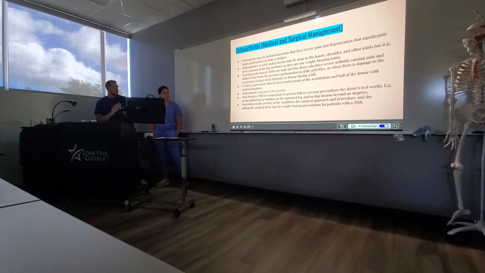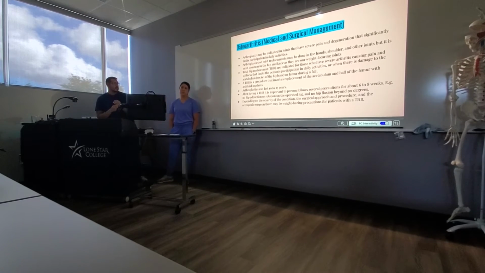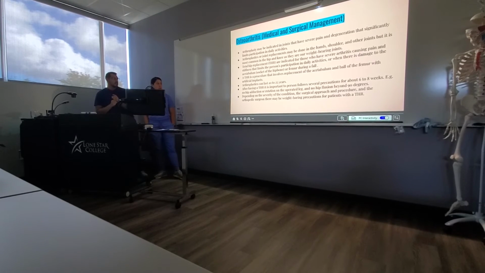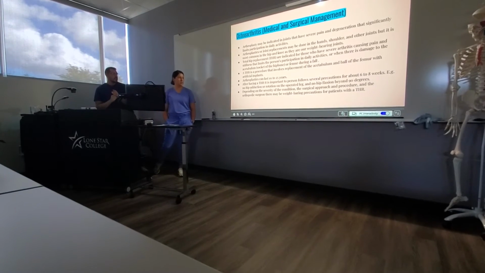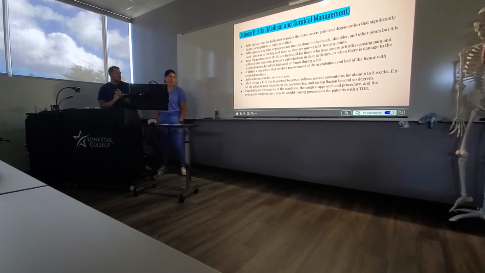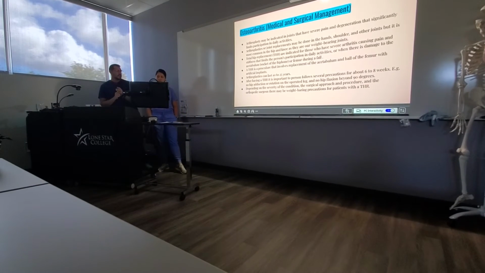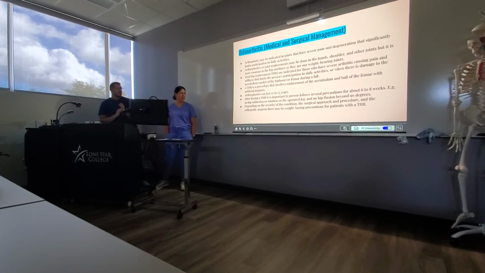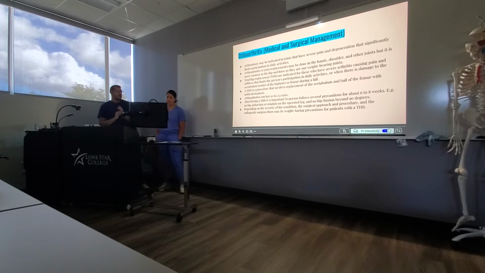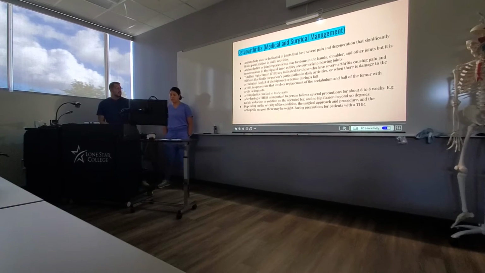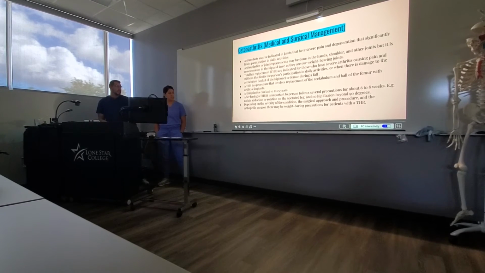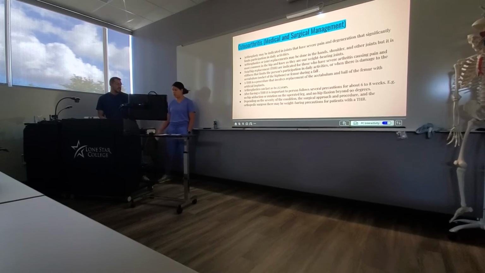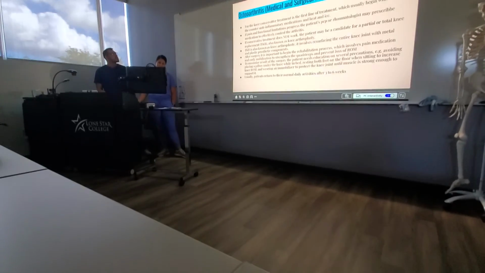After having a total hip replacement, it's important that the patient follows several precautions for about 6 to 8 weeks. Those are, for example, no hip adduction, no rotation of the leg, and no hip flexion beyond 90 degrees. Depending on the severity of the condition, the surgical approach and procedure, the orthopedic surgeon may require weight-bearing precautions for the patient to follow after a total hip replacement.